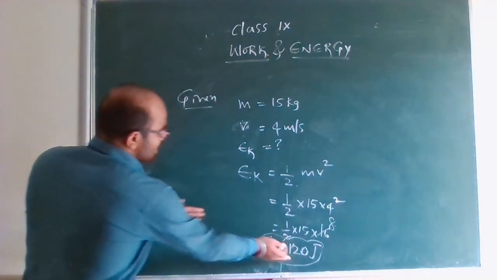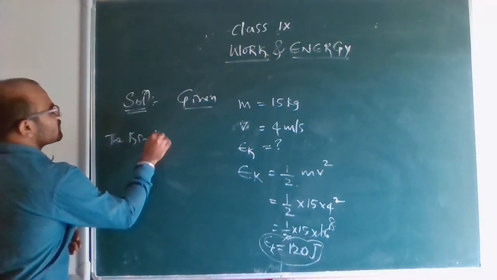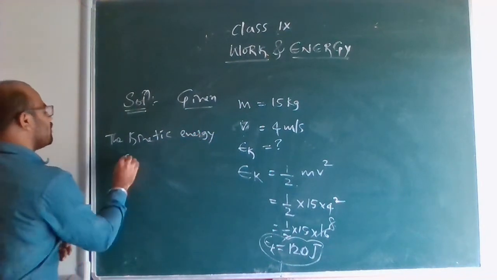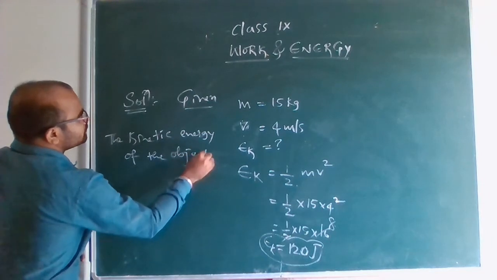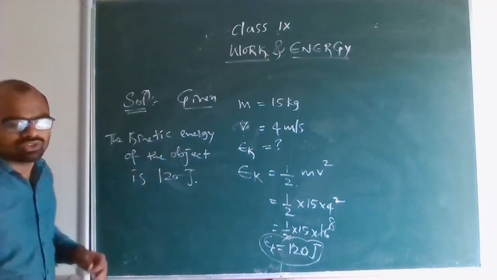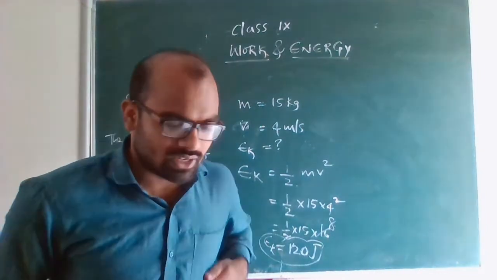At last we have to write one sentence: the kinetic energy of the object is 120 joules. This you have to write. I hope this one is clear.